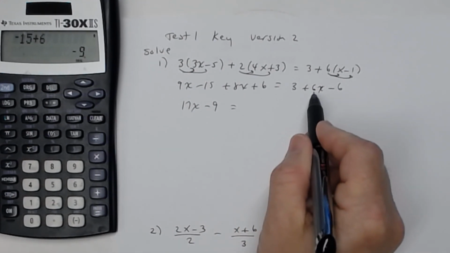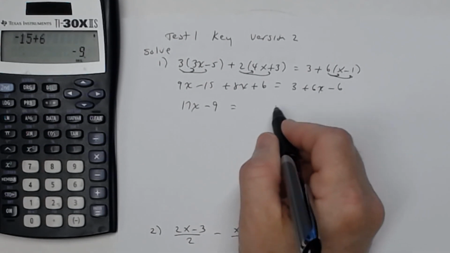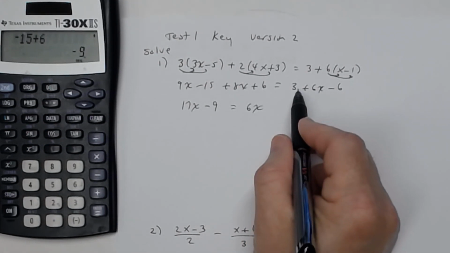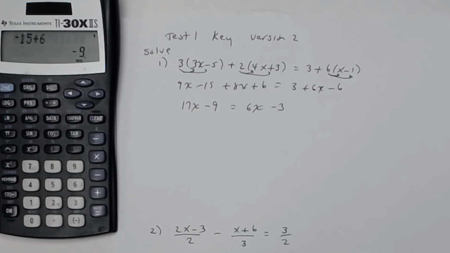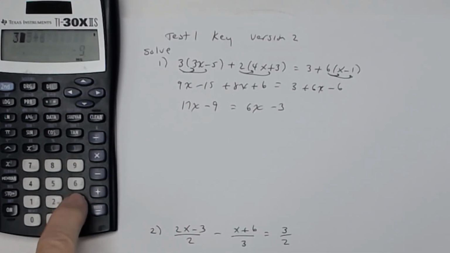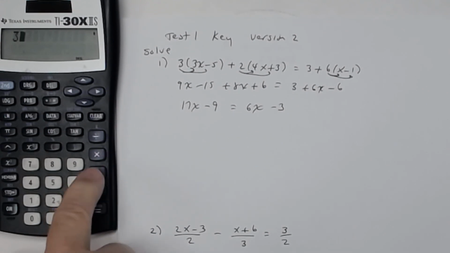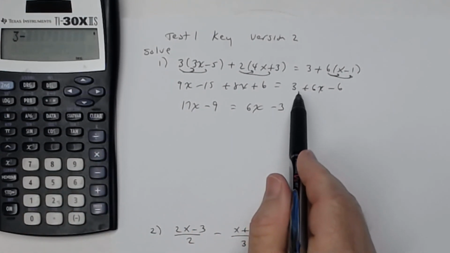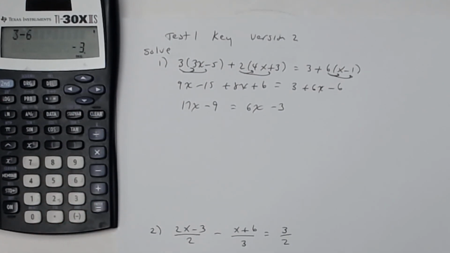Equal. And on this side, the only term involving the variable x is 6x, so I'm going to just rewrite this over. And then 3 and a negative 6 is a negative 3. Okay? All right, again, use your calculator if you have to. 3 plus a negative 6 is negative 3. Or you can say 3 subtract 6, right? Because you can think of this as 3 subtract 6. 3 subtract 6 is negative 3.